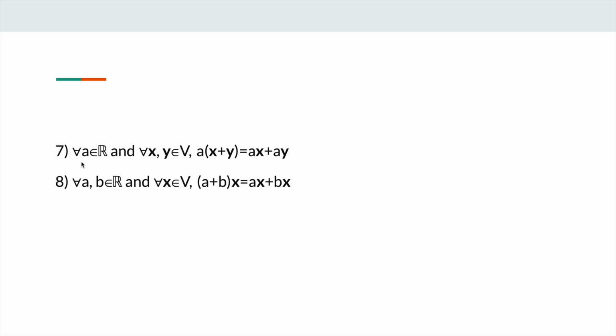Condition 7. For all real numbers a and for all vectors x, y in V, we have a bracket x plus y is equal to ax plus ay. Condition 8. For all real numbers a, b, and all vectors x in V, we have bracket a plus b, vector x is equal to ax plus bx. Condition 7 and condition 8 are called distributivity.